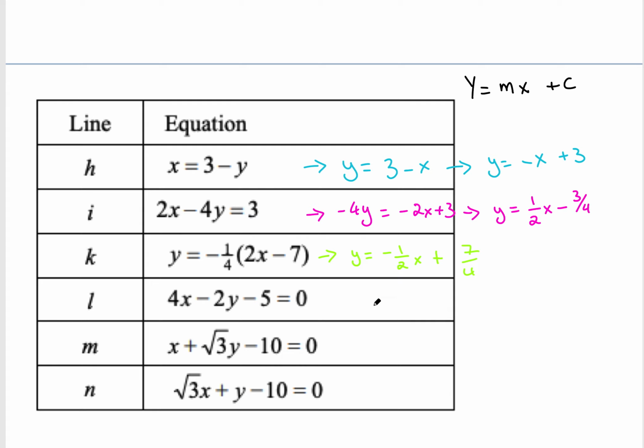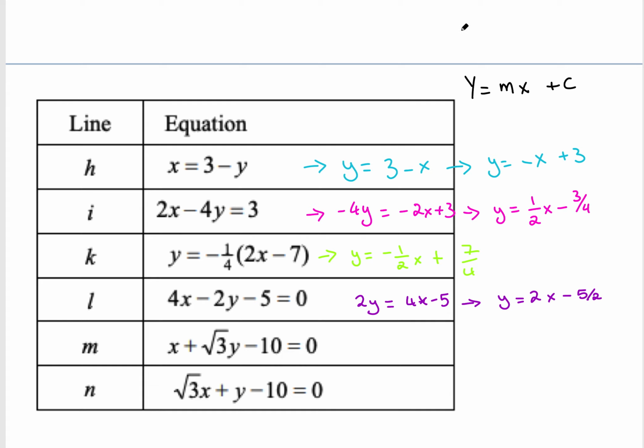The next one we're going to do, I could just bring the 2y over, or say plus 2y to both sides. So I could really rearrange that and get 2y is equal to 4x minus 5. And that then could become y equals 2x minus 5/2.